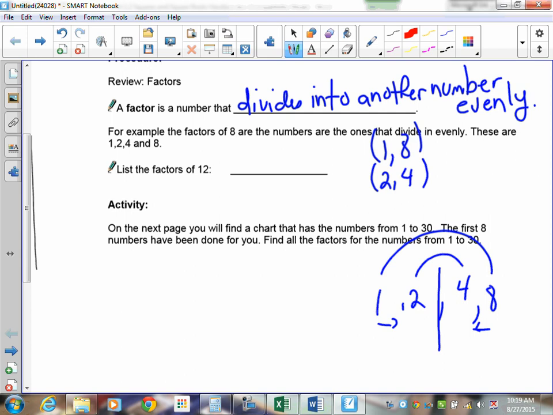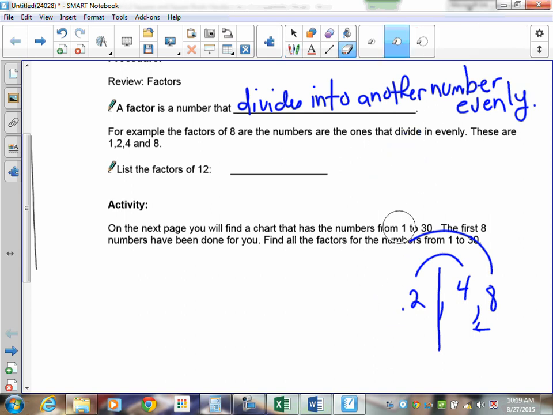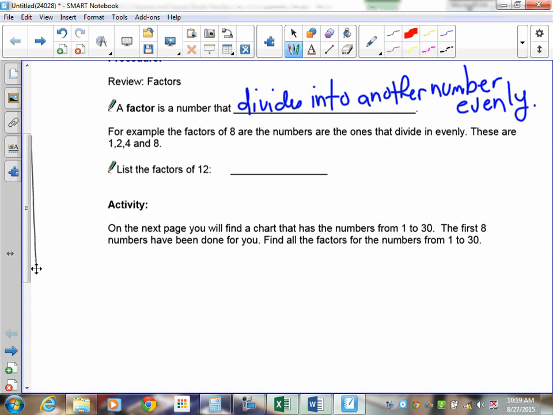Now, let's try listing the factors of 12. I'll give you a second. I want you to find the factors of 12. Okay, you should be done by now. You can just pause the recording so I don't have to wait for you.